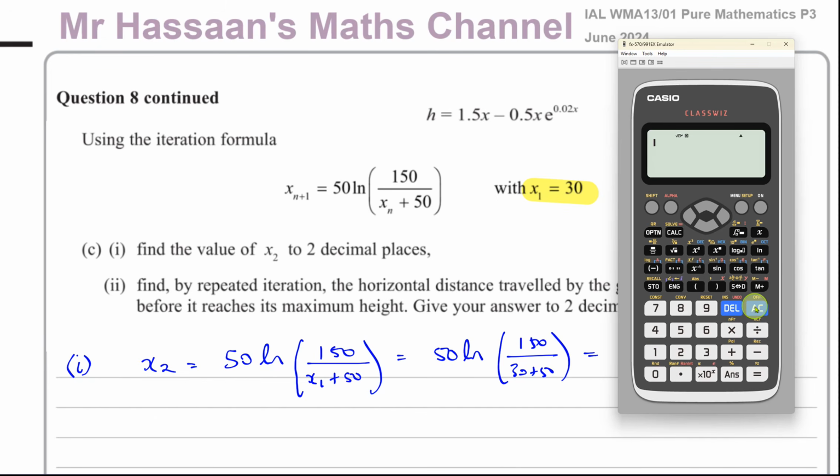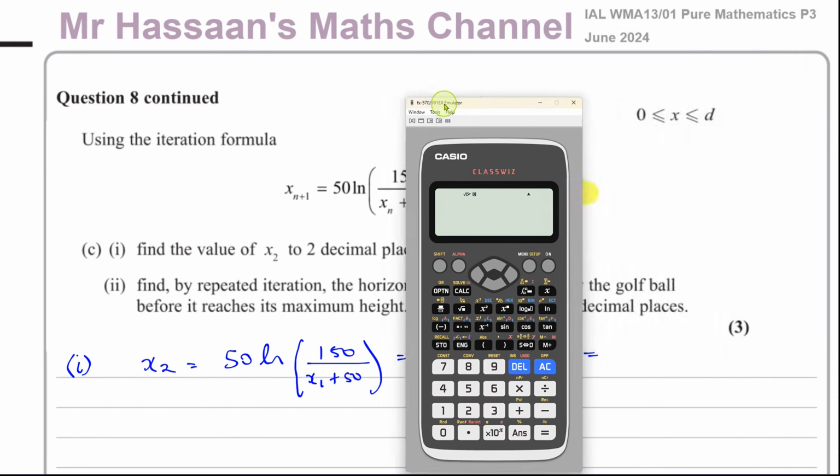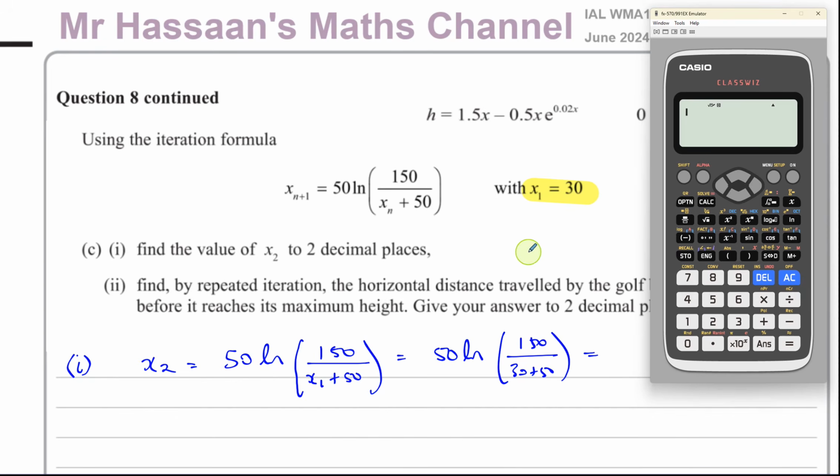Now actually, before I go on, because part 2 says find by repeated iteration the horizontal distance traveled by the golf ball before it reaches its maximum height. Basically, when I find what x is here, that is the horizontal distance traveled by the golf ball when it reaches its maximum height, because this is the value of x where we're going to have a maximum. So by using the iterative formula, we are answering this question. But part one only wants the first iteration. We want to find the iteration that settles down to give you a fixed or a settled value.